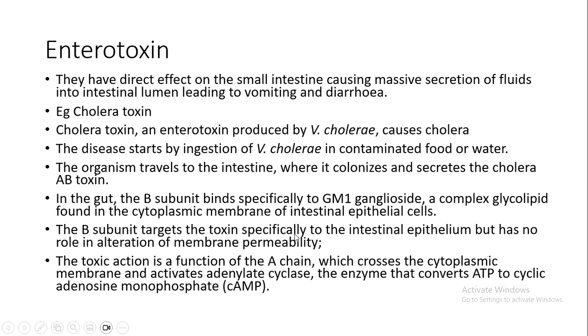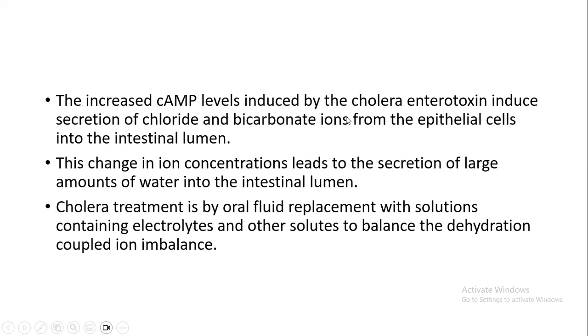And then the A subunit, once it has entered inside the cell, will show activity, and it basically has an adenylate cyclase activity that will allow conversion of ATP into cyclic adenosine monophosphate. Now, cyclic adenosine monophosphate is an important regulatory molecule, and because of the increased amount of cyclic AMP within the cells, that leads to induction of secretion of chloride and bicarbonate ions from the epithelial cells into the intestinal lumen.